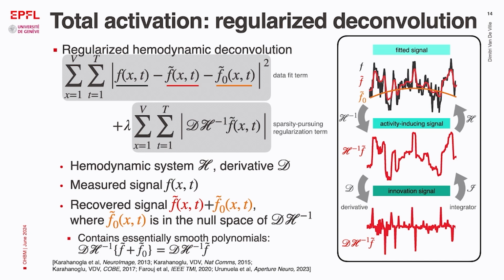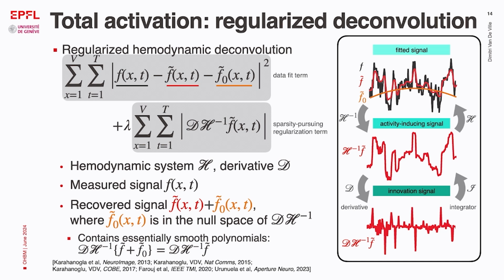Because when you optimize such a criterion, there is automatically a term that should be added, which is this F tilde naught, a term out of the null space of the derivative of the inverse of the hemodynamic system. That's a whole mouthful, but it's essentially the part of the signal that your operator is canceling. If you do a derivative, you cancel out the constant. So if you get back to the original signal, you need to add it back. The constant in that case is part of your null space.